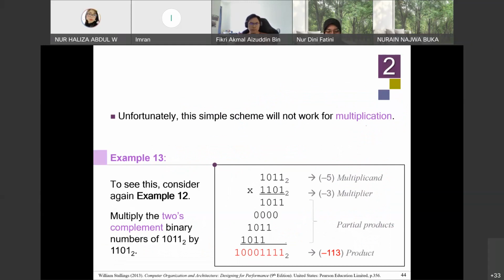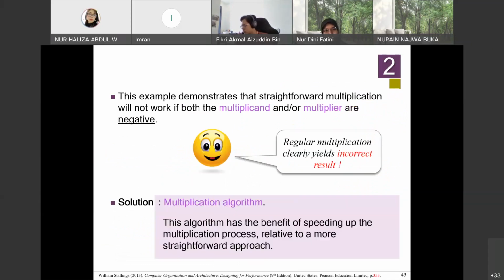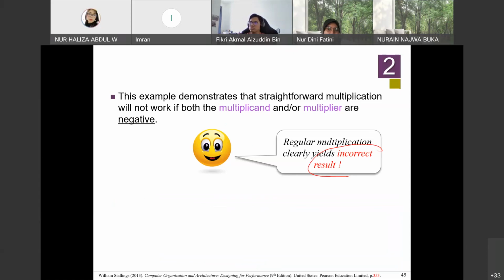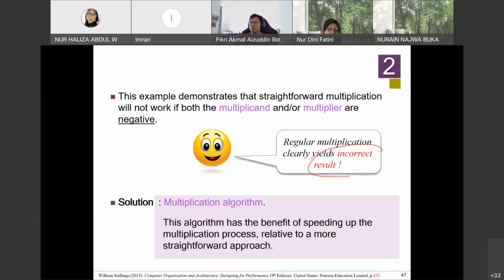Unfortunately, the simple scheme will not work for multiplication. See, it's already mentioned. You cannot use this in the multiplication. You can try to use the example there. That's why normally we will get incorrect result. No need to go into detail. That's why we get error using this second complement in our multiplication process and division. That's why we will come up with the solution.